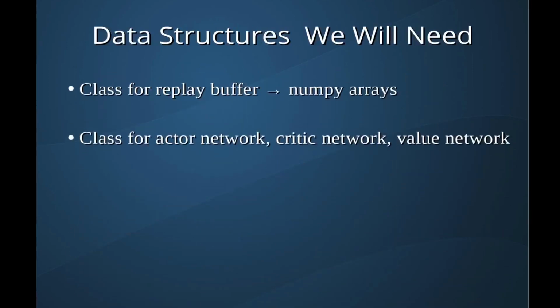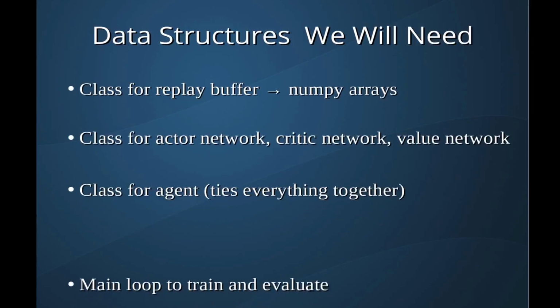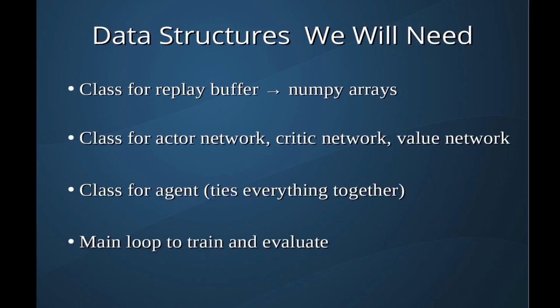So we're going to need a whole bunch of data structures. Class for our replay buffer, again, that'll be NumPy arrays. The actor network gets a class, the critic network gets a class, so does the value network. Our agent gets its own class, and that's going to tie everything together. That'll have functionality for choosing actions, saving models, learning, as well as saving memories. And we will have a main loop to train and evaluate the performance of our agent.